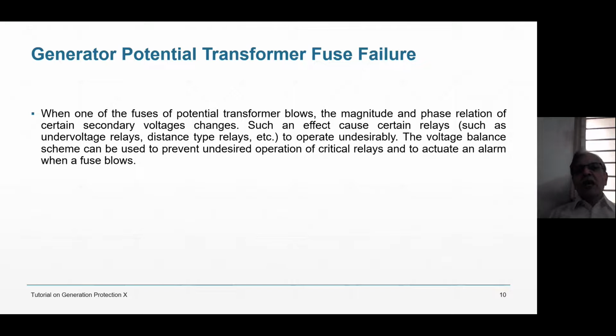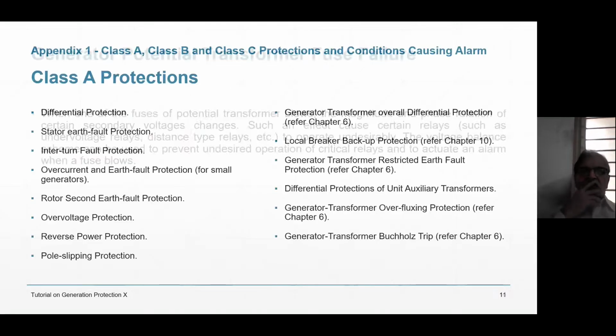The generator PT has to be kept, but when the generator PT fails, it is not providing enough voltage to the relay and the relay may maloperate. So the circuitry that we had seen in distance protection, which uses the fuse failure relays, will avoid the unwanted, non-required tripping. That will be avoided by that circuitry which we had seen in distance protection.